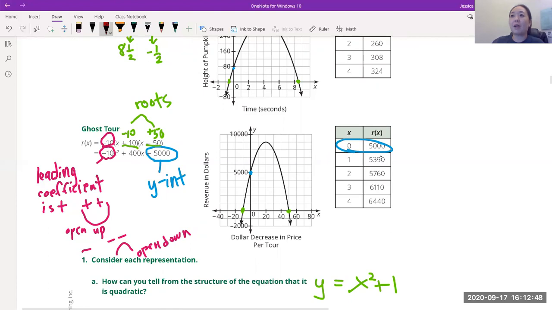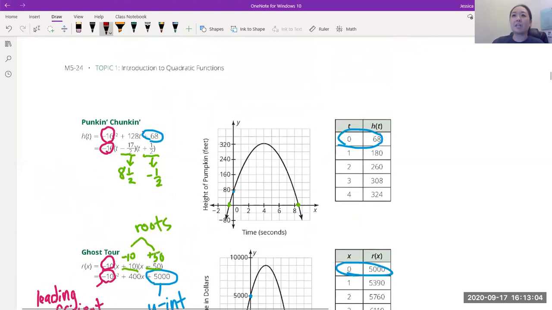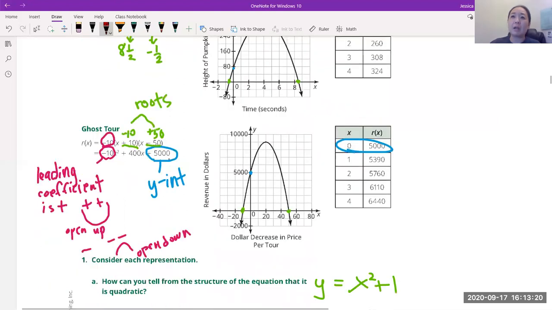Just to verify on the table, yes, when x equals 0, r of x is equal to 5,000. That's something you might notice and think, wait, let me see if that's really true. I'm trying to think out loud. Then you look at the other one, Punkin Chunkin, which has the number by itself, so plus 68. It looks like it could be 68, and then you look at the chart and it's 0, 68, yeah, 68. So that's what tells you the y-intercept right here.